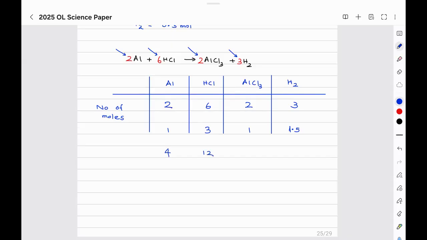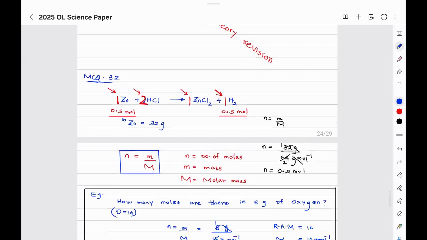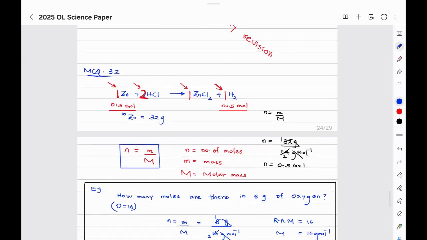Right? Look at the ratio. 2 is to 6. That means 1:3, 4:12. Do the simple maths. Then what is aluminium trichloride? That is also 4. What about hydrogen? Hydrogen is 6. So you have to follow the ratio. And that's how I took that. When 1 mole of zinc is reacting to produce 1 mole of H2, it means if 0.5 moles of zinc reacts, 0.5 moles of hydrogen is produced.